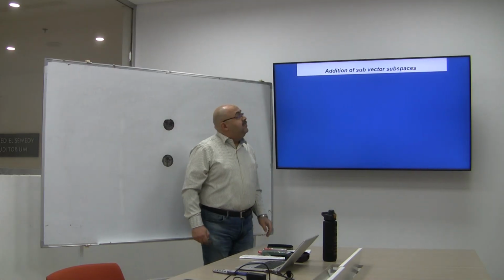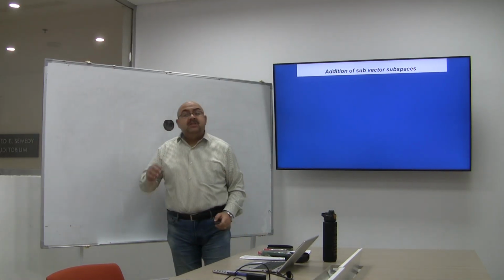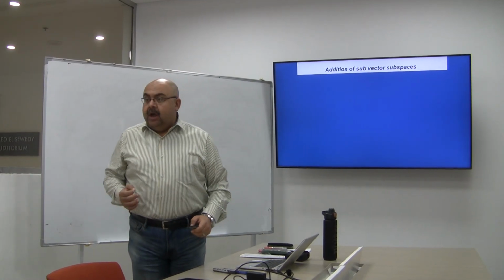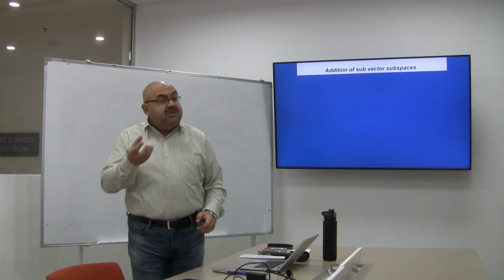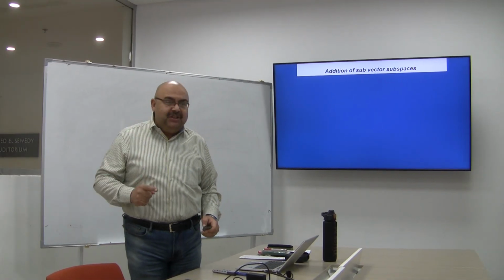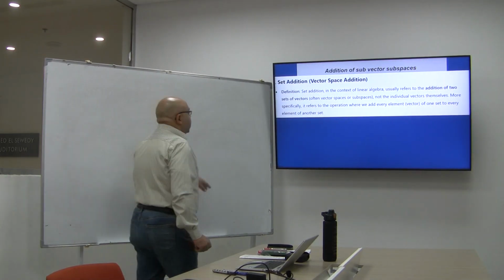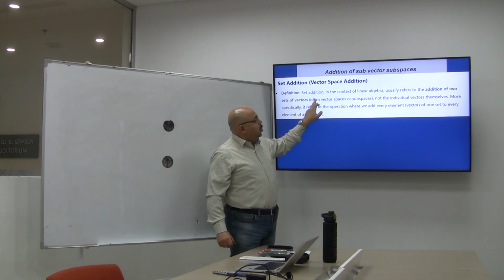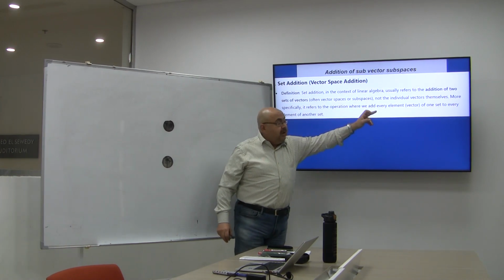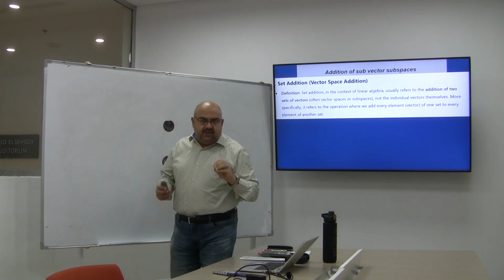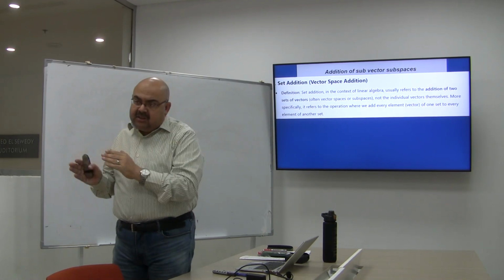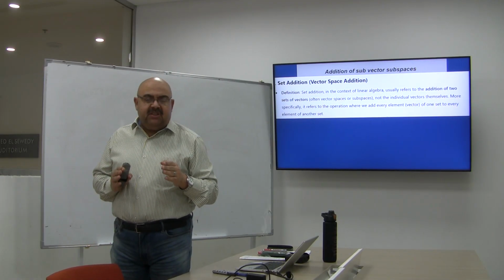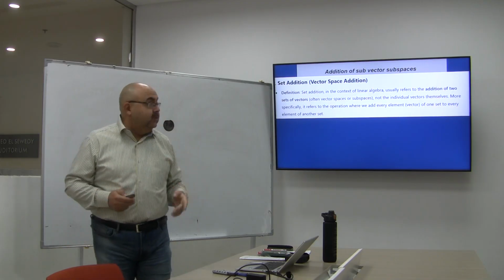Now, for the addition of subvector spaces, this is important because there is a difference between addition and union. In addition, the structure of the subvector space will change. We will see this together. Set addition in the context of linear algebra usually refers to addition of two sets of vectors, of vector spaces or subspaces, not the individual vectors. If you are adding this set to that set, it is going to be union. But in the addition of subvector spaces, the structure by itself will change, as you will see.